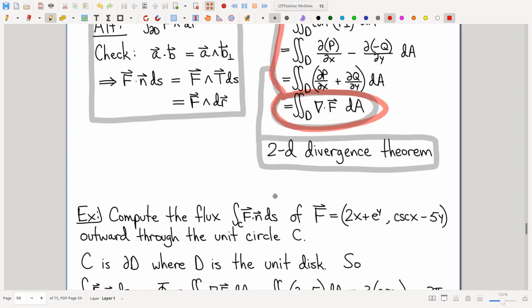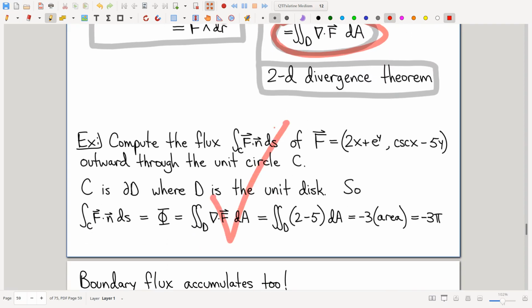Oh, I'm over time already. Y'all can take a look at this example. It's very plug and chug, plugging right into that formula.